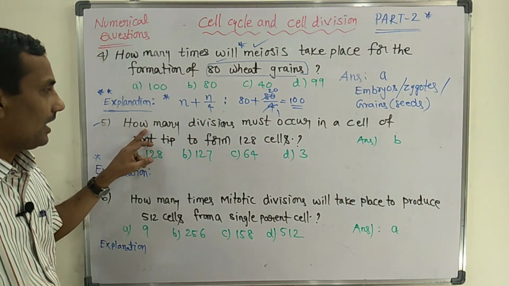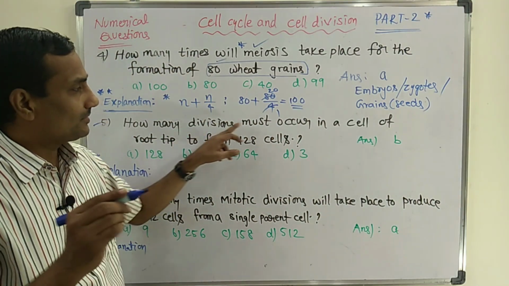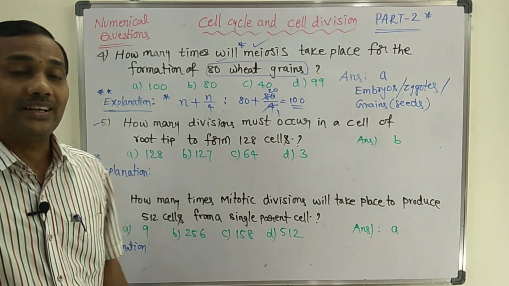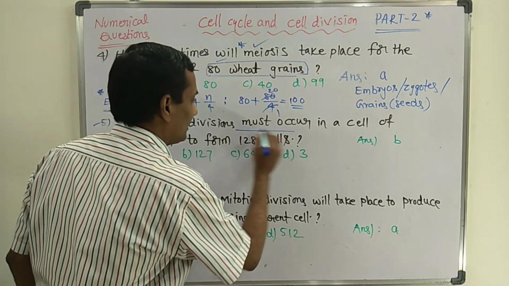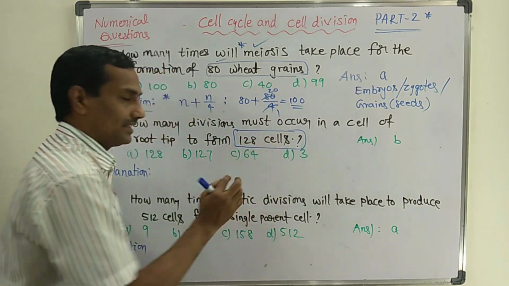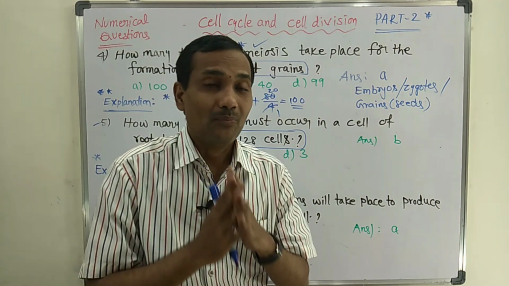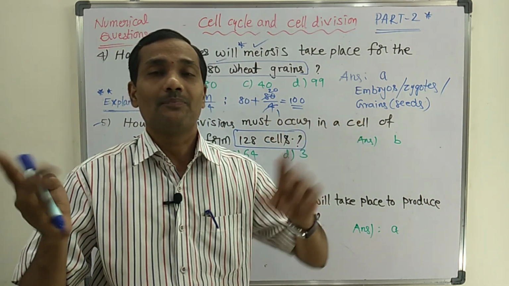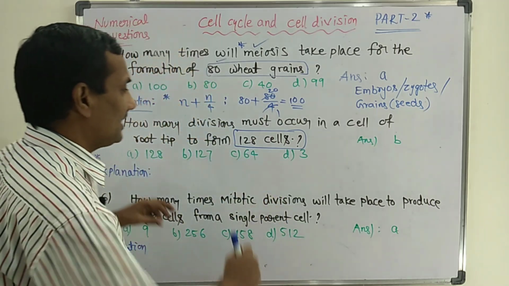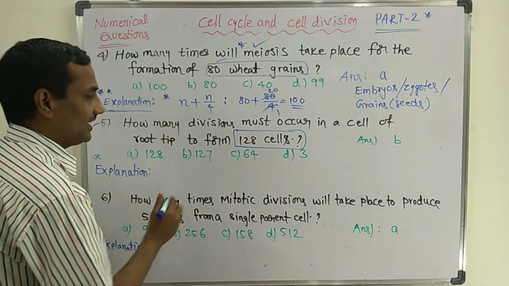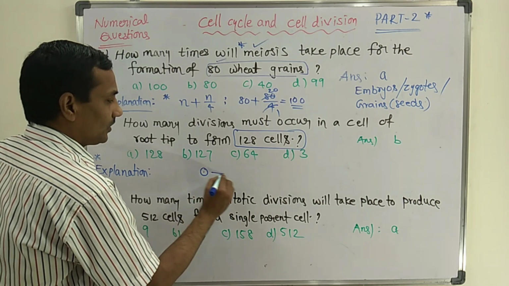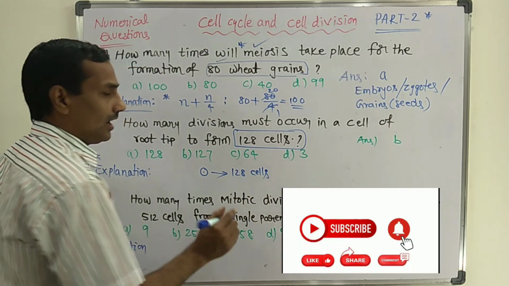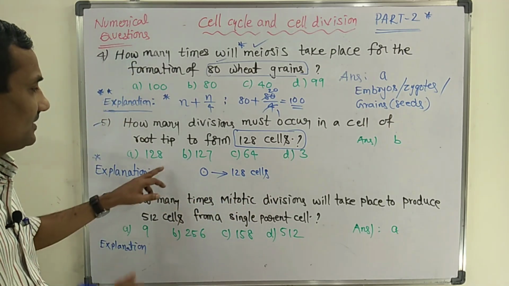Another question: how many divisions must occur in a cell of a root tip to form 128 cells? This is also very important, because they are asking for the number of mitotic divisions, not mitotic generation. They are asking for the number of mitotic divisions from one single cell to form 128 cells. How many mitotic divisions are required?